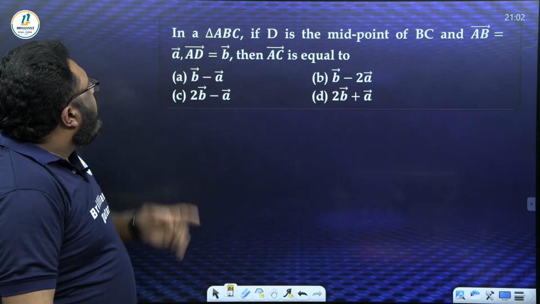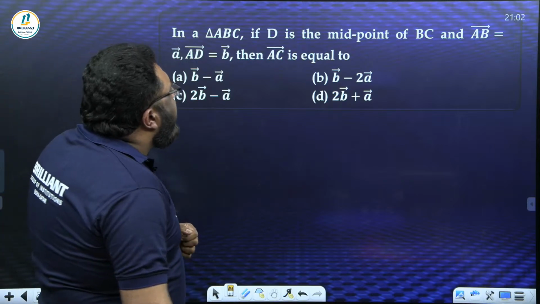Okay, next. In a triangle ABC, D is the midpoint of BC.